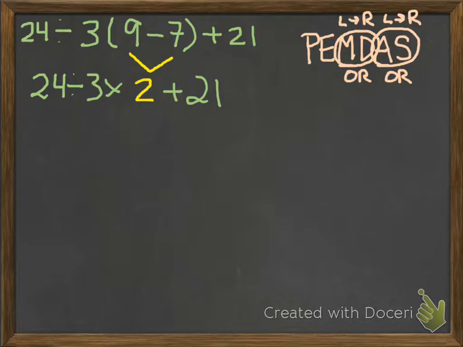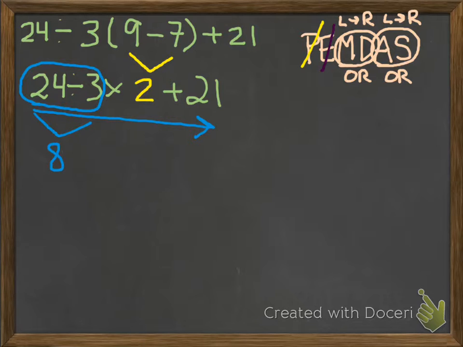There's no more parentheses, so I'm going to cross out my P. The next one is E. There are no exponents, so I'm going to cross out my E. Next, I'm left with multiplication and division. Now remember, multiplication and division is one step, moving from left to right. So as I move from left to right, I see 24 divided by 3. That's the first one that I'm going to do. Remember, I do one step at a time.